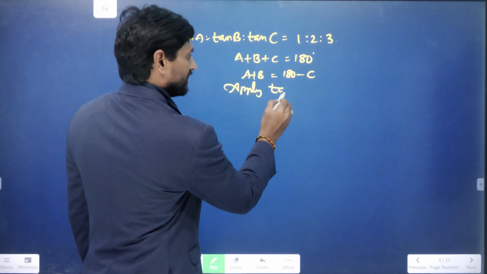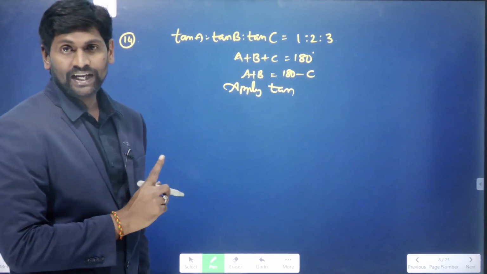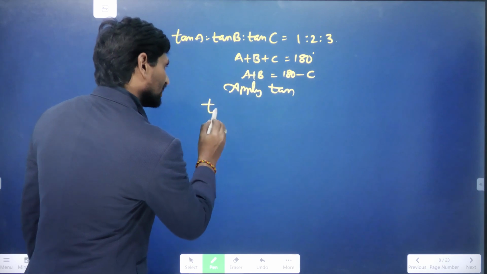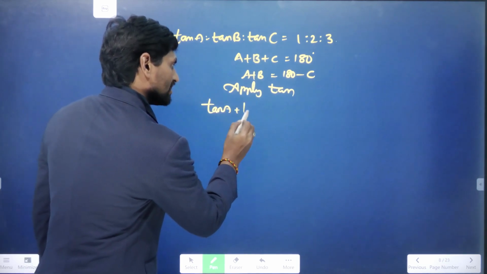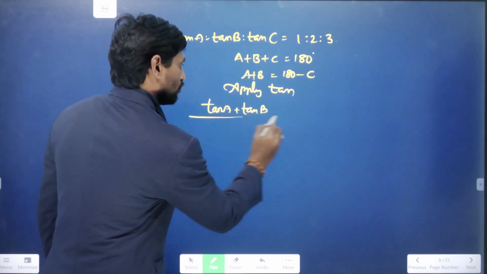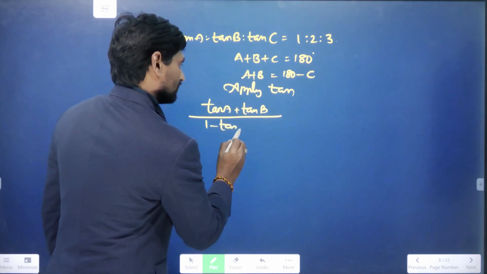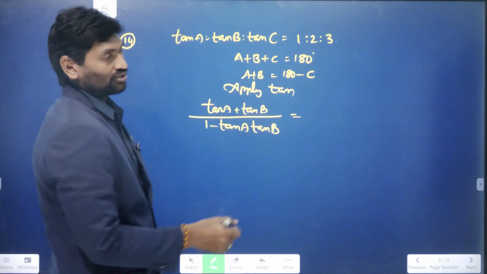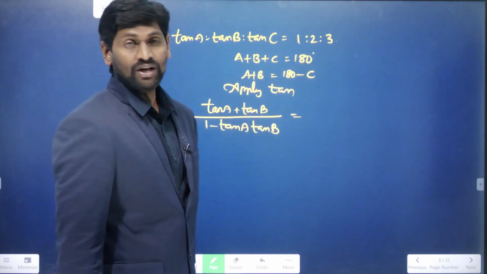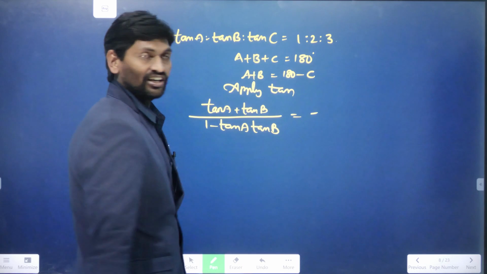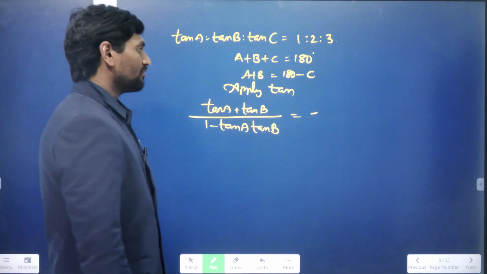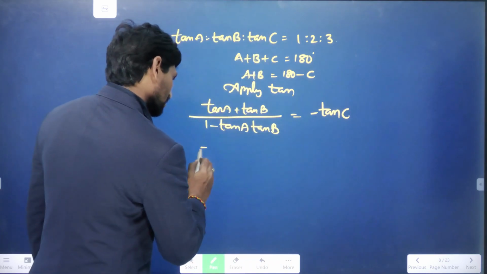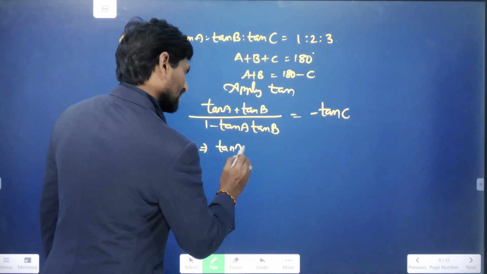If you apply tan both sides, it will be in the form of the tan A plus B formula. I am writing the tan A plus B formula: tan A plus tan B by 1 minus tan A tan B, that is equal to tan of 180 minus C. 180 minus C is in which quadrant? Second quadrant, where the tan ratio is negative. Whenever it is 180 minus, the tan ratio stays tan only. So it is minus tan C. That implies tan A plus tan B.